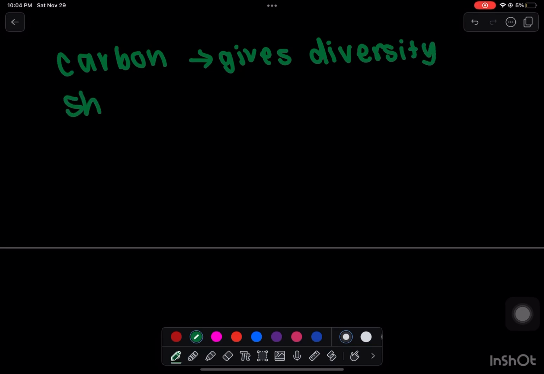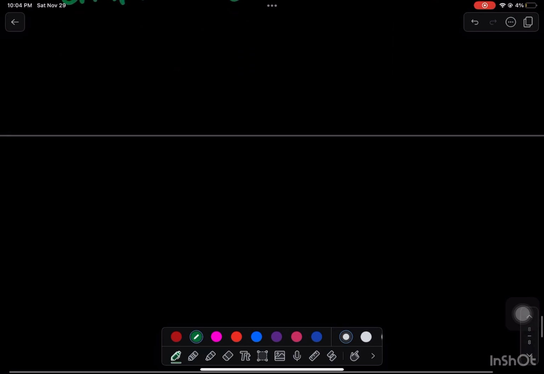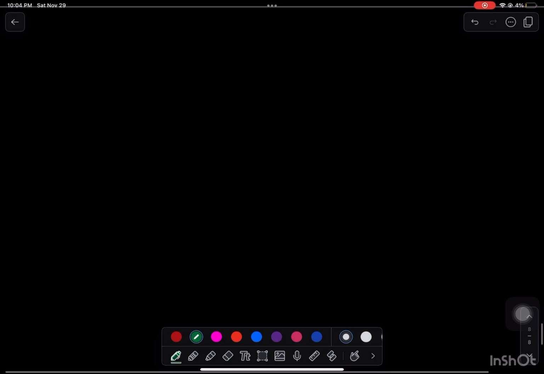So basically, carbon gives life an insane variety of molecules, and that variety helps build complex structures and perform complex functions. But the shape of where you put the carbons gives the different functions that give vastly different complexities in our systems.